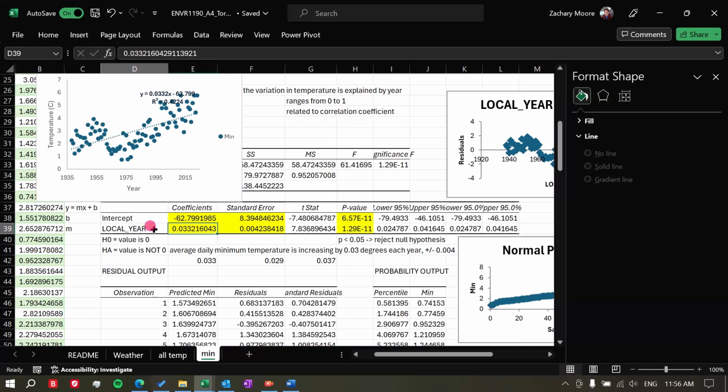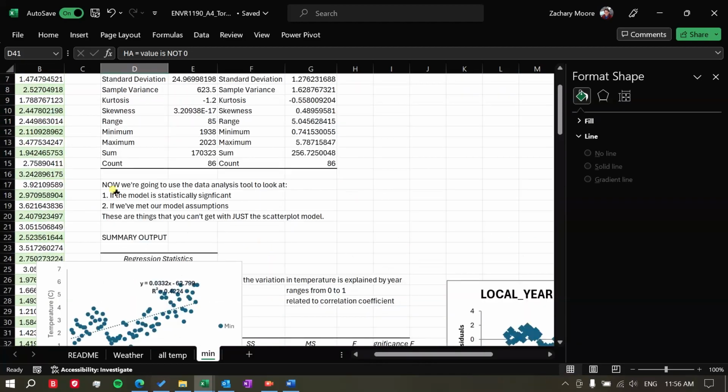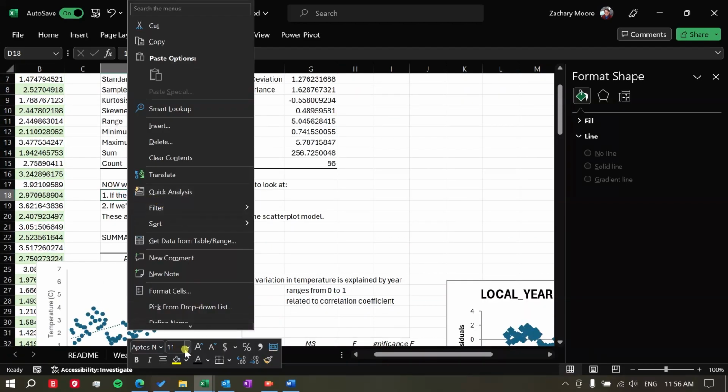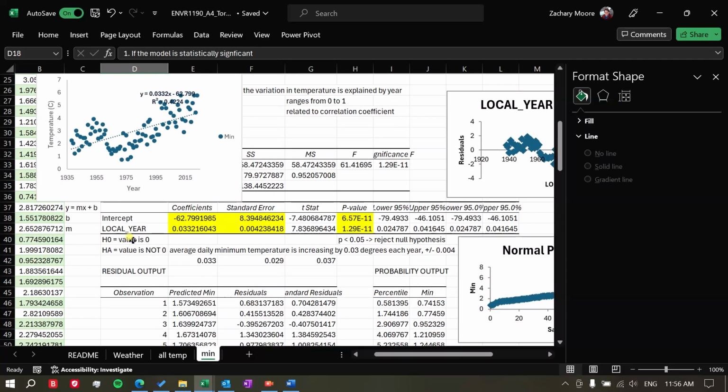And so when we're thinking about a linear regression, this means that there is some explanatory relationship of year in terms of its influence on temperature. And we have high confidence that that is actually happening and that it's not 0. So we're able to reject our null hypothesis and provide evidence for our alternative hypothesis. So that's this one done. We'll just call that green.